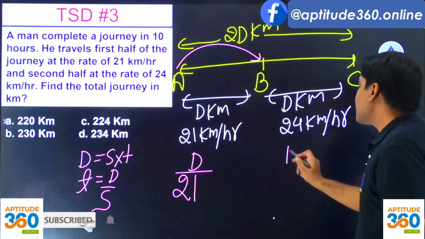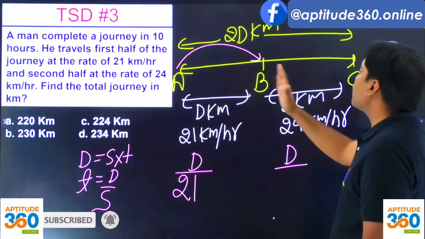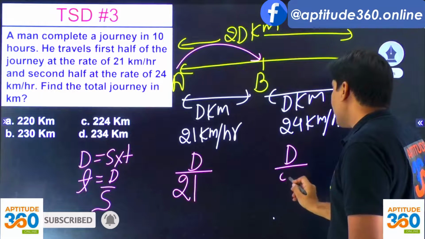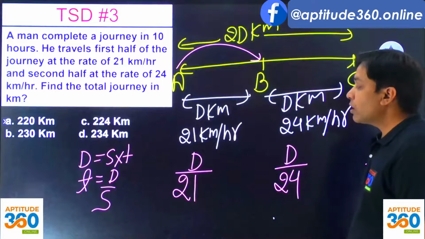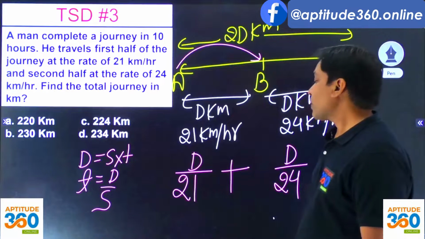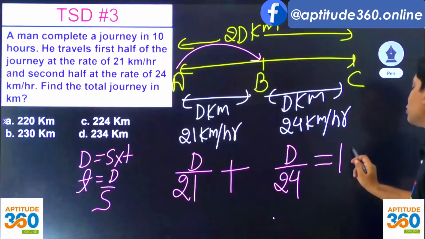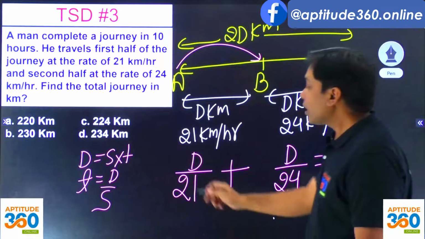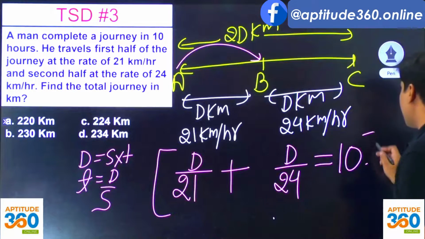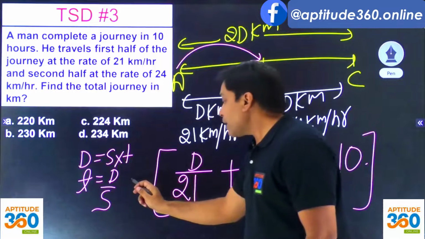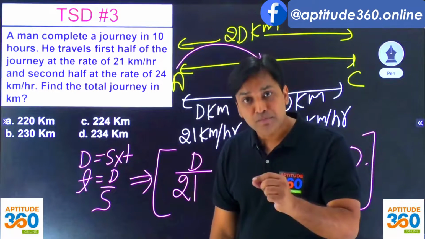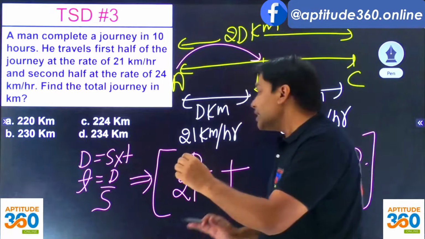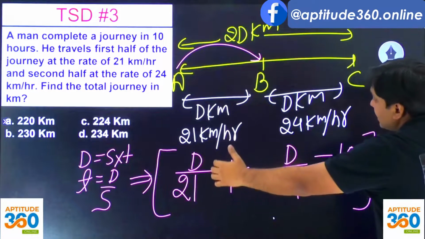Similarly, in order to go from B to C, this is d upon 24. So this plus this entire value is given to you as 10. And with practice, you must be able to write this line directly. 4-5 प्रॉब्लम करते करते ये वाली जो लाइन है ना वो आप डायरेक्टली लिखना आपको आना चाहिए.